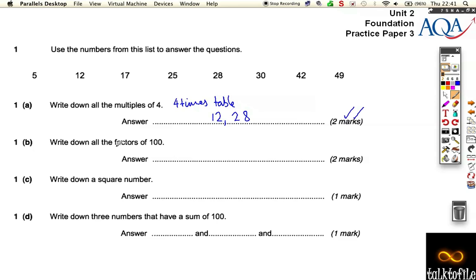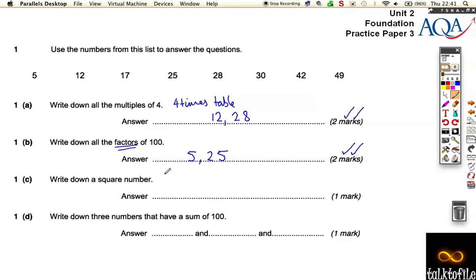All the factors. This time we're asked for factors, which means the numbers that go into 100. So 5 goes into 100. 25 goes in, it goes in 4 times, doesn't it? And then that's it. That's our 2 numbers.